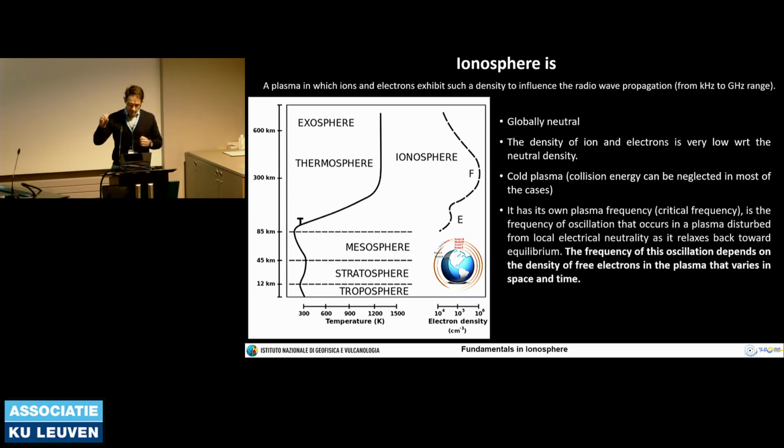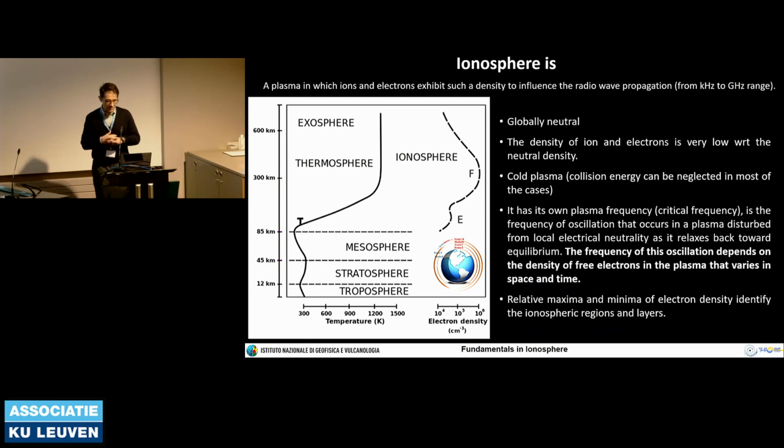It has its own plasma frequency, and this plasma frequency depends on the density of the free electrons characterizing that plasma, which have a big variation in terms of space and time. And there are relative maxima and minima of electron density that identify the various ionospheric regions or layers. The ionosphere, as you may see from this figure, is the ionized counterpart of the thermosphere, covering a range between roughly 50 kilometers up to 1,000 and more. Okay, that's what we have to cook.